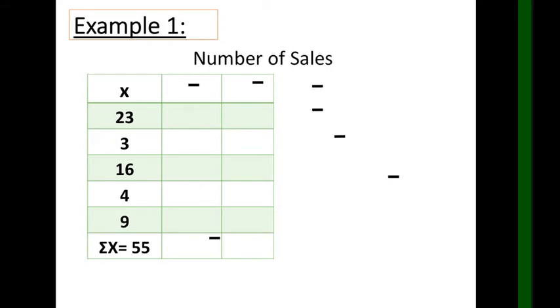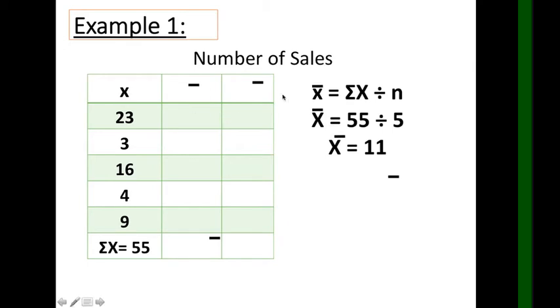To solve, we have the following number of sales. So we have 23, 3, 16, 4, 9, and the total is 55. First, we need to get the mean. To get the mean, we have mean equals summation of x divided by n. We have 55 for the summation of x, and n is 5. 1, 2, 3, 4, and 5 items. Then divided by 11. So we will have 11 as our mean.